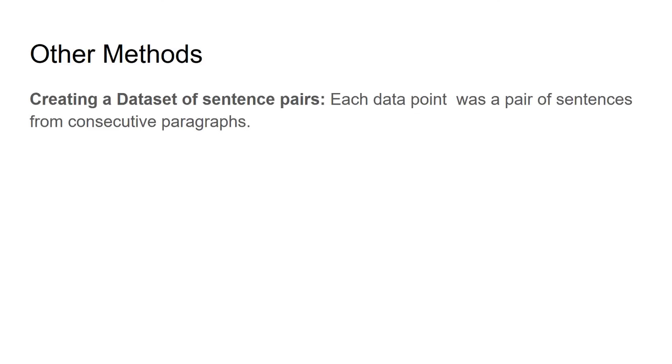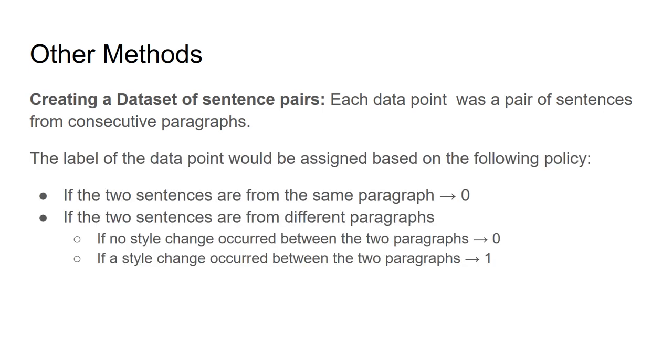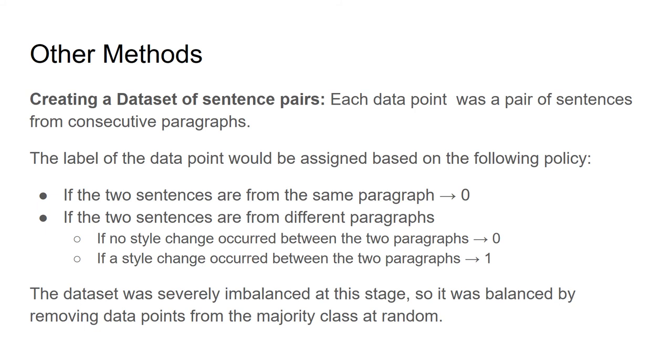We actually tried some other methods as well as we were working through this task. For those, we wanted to create a custom dataset of sentence pairs from two consecutive paragraphs. The label of the data point would be assigned based on the following policy. If the two sentences are from the same paragraph, then the label would be 0. If they're from different paragraphs, but there was no style change between the two paragraphs, the label would again be 0. But if a style change occurred between the two paragraphs, then the label would be 1. The dataset was severely imbalanced at this point, so we balanced it by removing data points at random from the majority class.